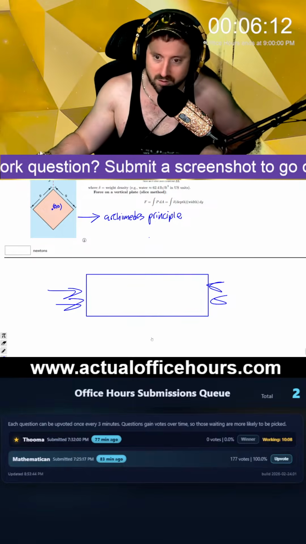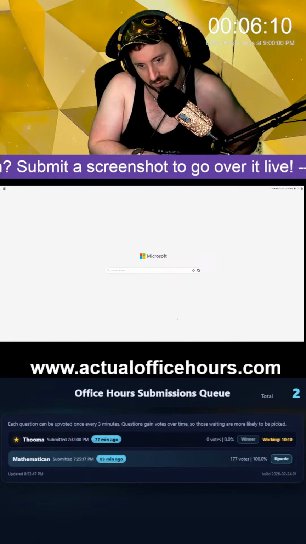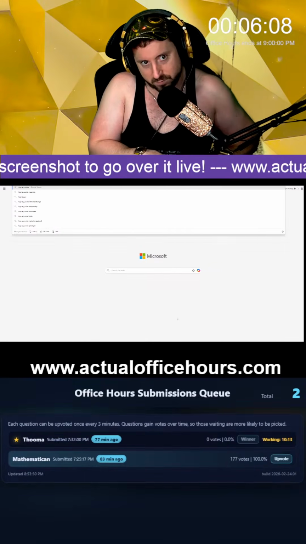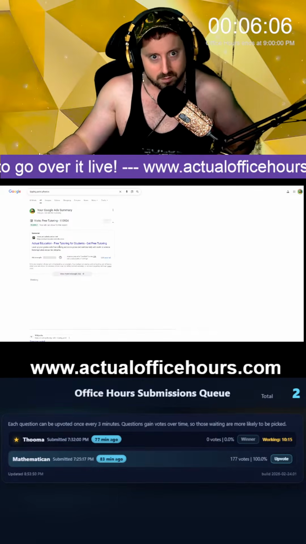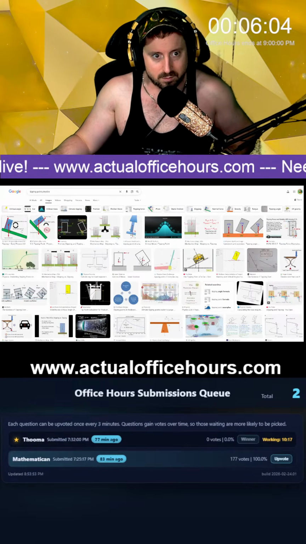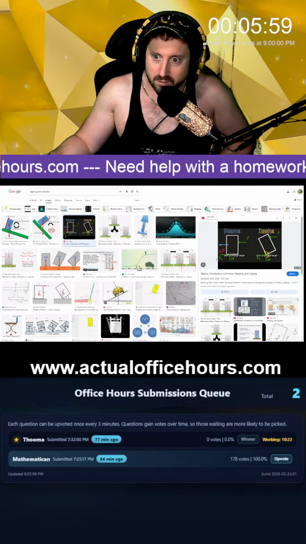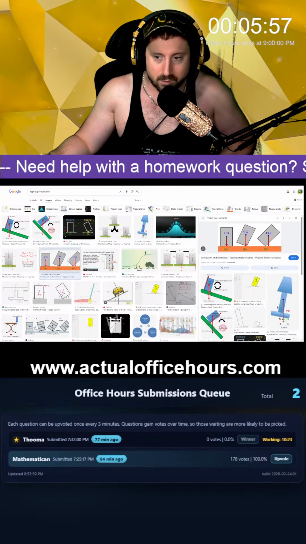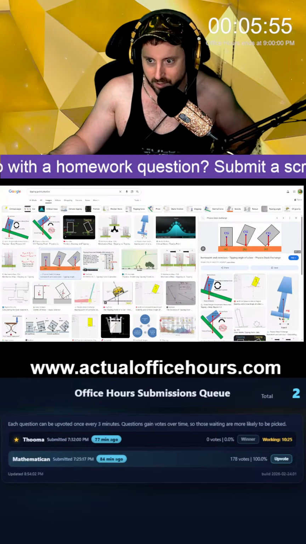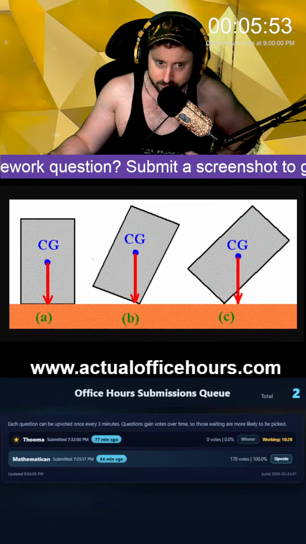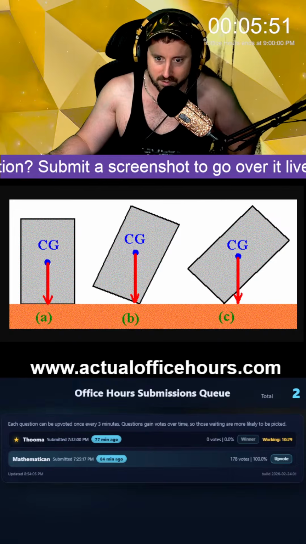So here, this is tipping point physics. Okay, there we go. Here's a cool little graph of it. The center of gravity right here is here in the blue.